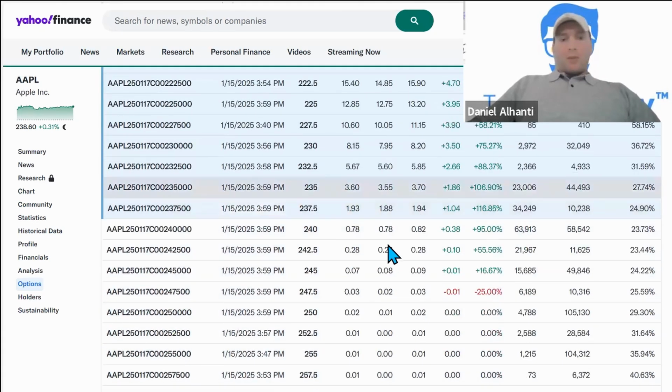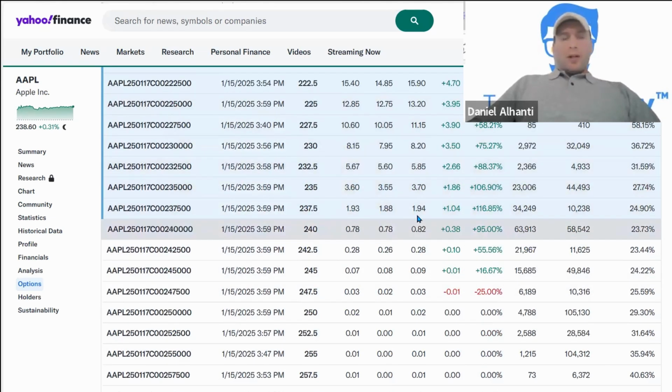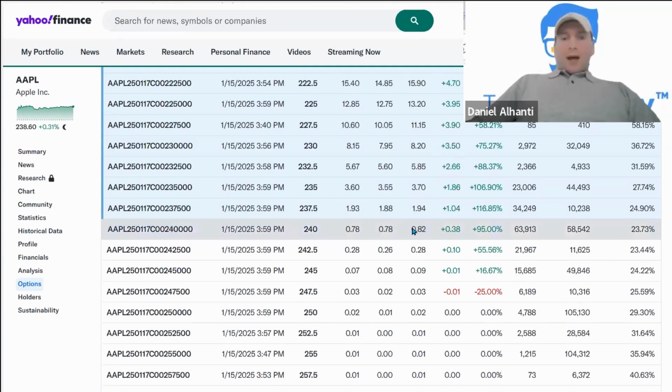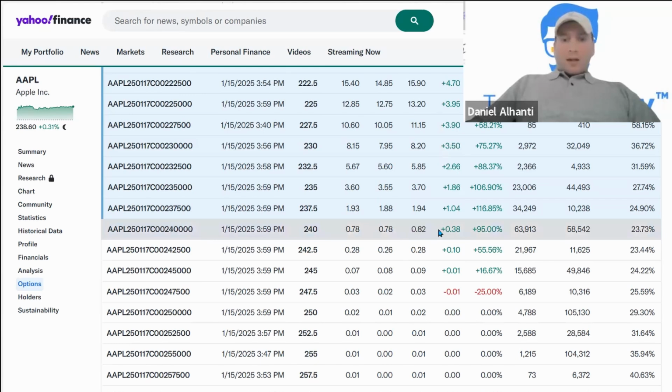We go to at the money where the blue meets the white. And this is what it looks like on most brokerages, right? So it's not like Yahoo Finance is that special. It's just easy. This is the number we want to look at. This is the ask column. We buy at the ask, we sell at the bid. So if I buy this for 82 cents, that means I'm really buying it for $82. Now, that means I want the price to go up.